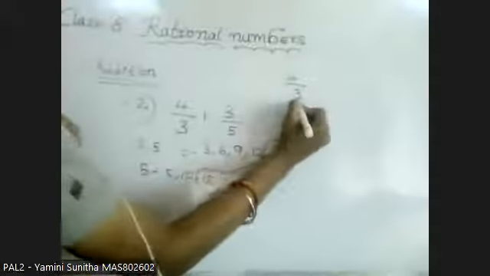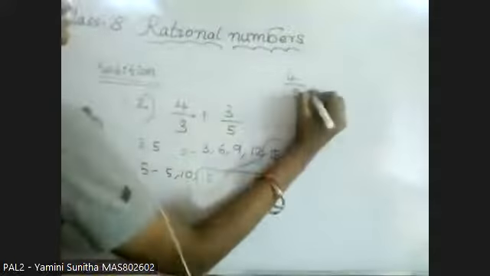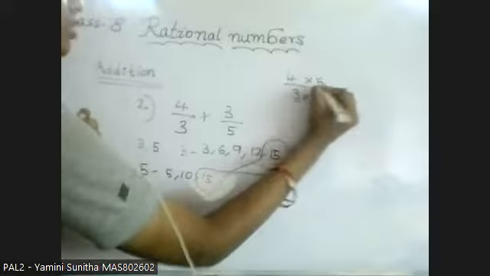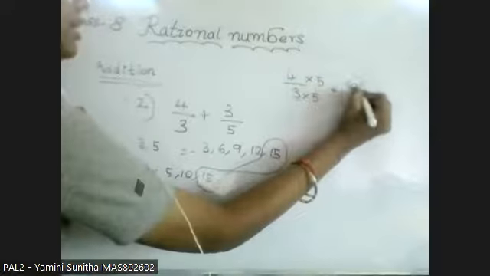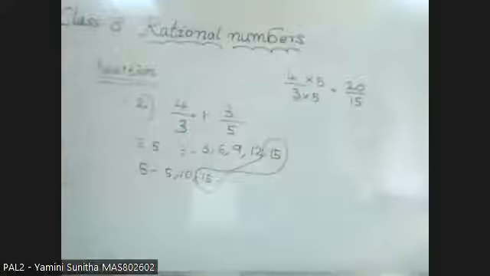How to make the denominator into 15? By which number we have to multiply the numerator and denominator? We can multiply by 5. 3 5s are 15 as we know. 4 5s are 20. So 20 by 15. Okay, it is the equivalent fraction of 4 by 3. Like this only we have to find the equivalent fractions.